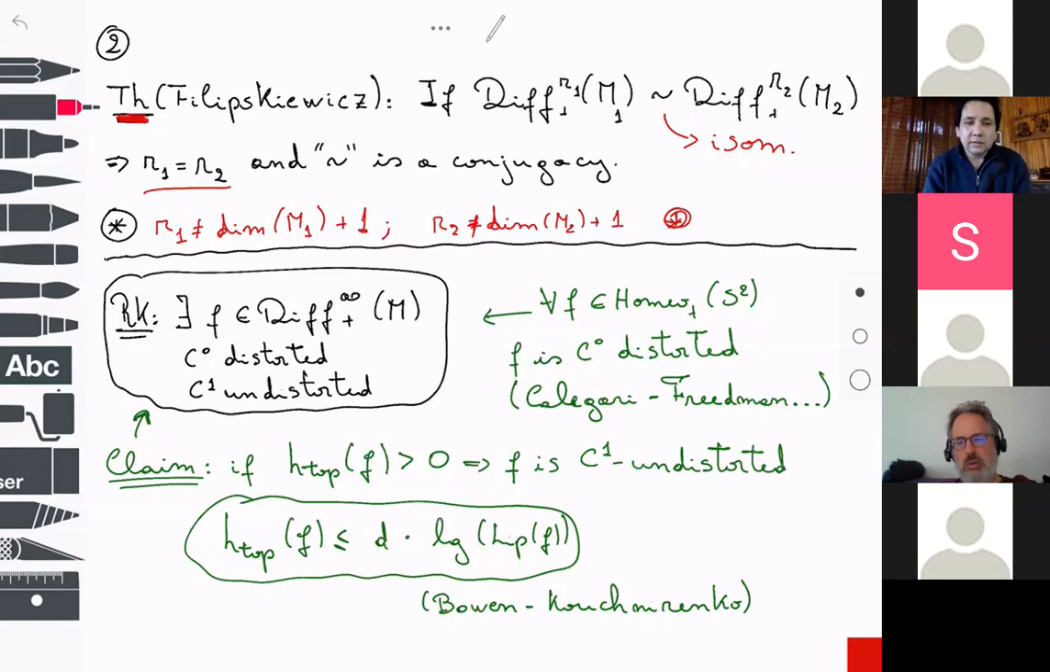Okay, well, one remark here is that I am considering only differentiability classes which are at least equal to one, because if you go into groups of homeomorphisms, then it is very easy. Well, it is not that easy, but it is known how to build examples, and actually one can construct many examples. So there are diffeomorphisms which are distorted in the group of homeomorphisms, but undistorted in the group of C1 diffeomorphisms. Okay? This is the theorem here.